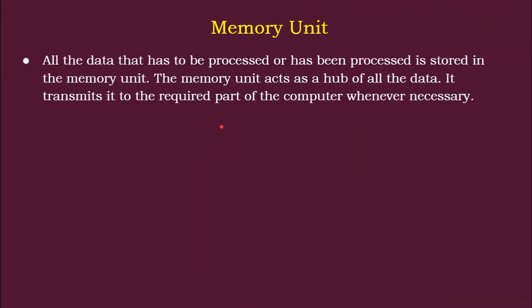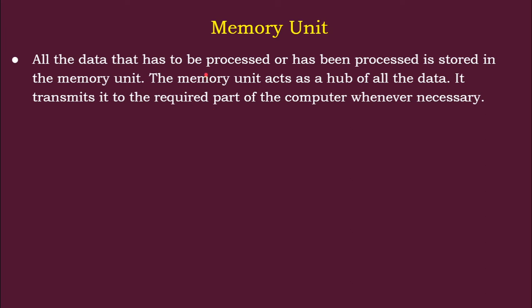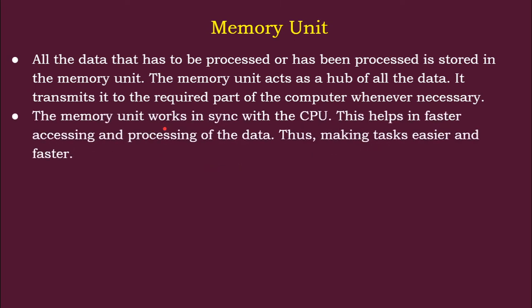The memory unit, all the data that has to be processed or has been processed is stored in the memory unit. The memory unit acts as a hub of all the data. It transmits it to the required part of the computer whenever necessary. So this is the storage where all the data has been stored. The memory unit works in synchronization with the CPU. This helps in faster accessing and processing of the data, thus making the task easier and faster. So here, these control signals pass the signal whether to fetch the data, read the data, or write the data. Accordingly, the data will be read from or written to the memory unit.